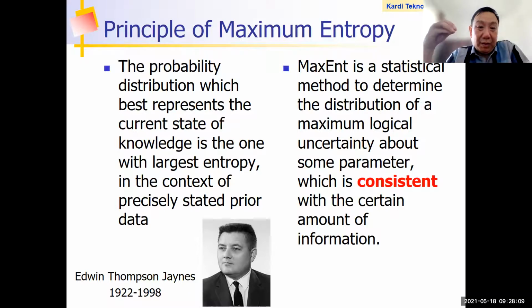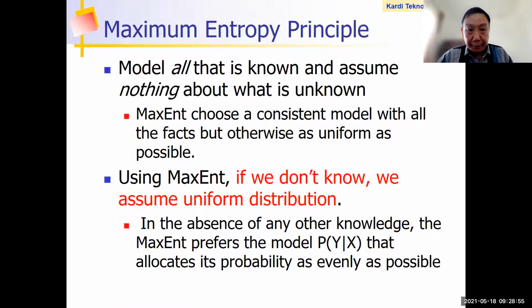So the result of maximum entropy is a probability distribution. If you think about it, you might say, oh, I can solve this, I can solve that. But be careful, the solution of maximum entropy is actually a probability distribution. This is a special probability distribution which best represents the current state of the knowledge or the information, based on the largest entropy, in the context that you have certain prior data, certain prior knowledge. So this is exactly Bayesian inference.